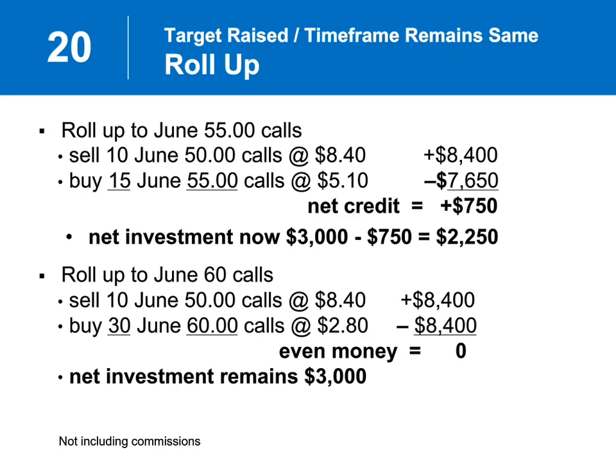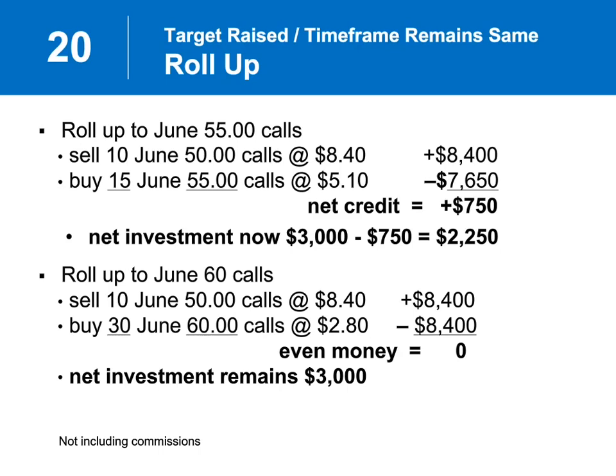Let's look at another. If we roll to the June 60 calls, again, we've got 6 weeks left in this example. There's a heck of a lot of time. More good news, the stock's already run 8 points in 2 weeks. So, stocks don't go up forever, but here's the scenario. So, again, we could sell the June 50 calls with the stock at 58, take in $8,400 by selling them.